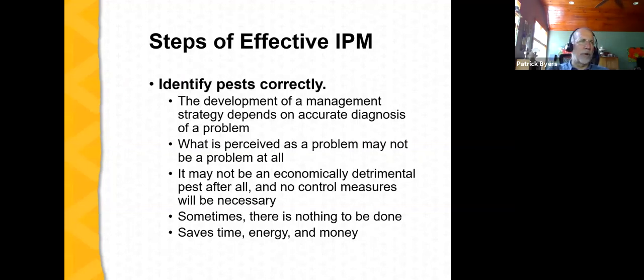For example, if we have a problem on a blueberry where the leaves are yellowish, it could very well be caused by a nutritional problem. And in that case, we're not going to be spraying anything on the plant. We're going to be addressing the nutritional problem. The proper identification, of course, is critical. Accurate diagnosis is critical to developing your management strategy.